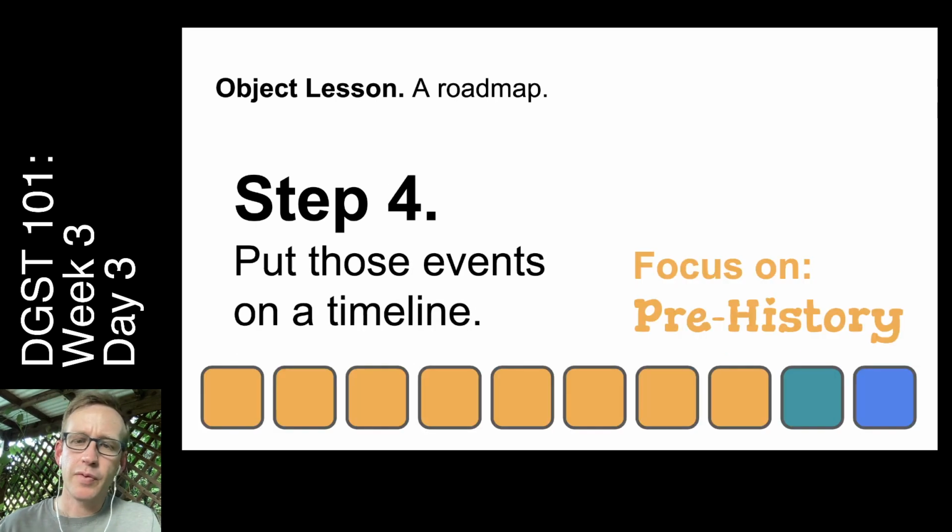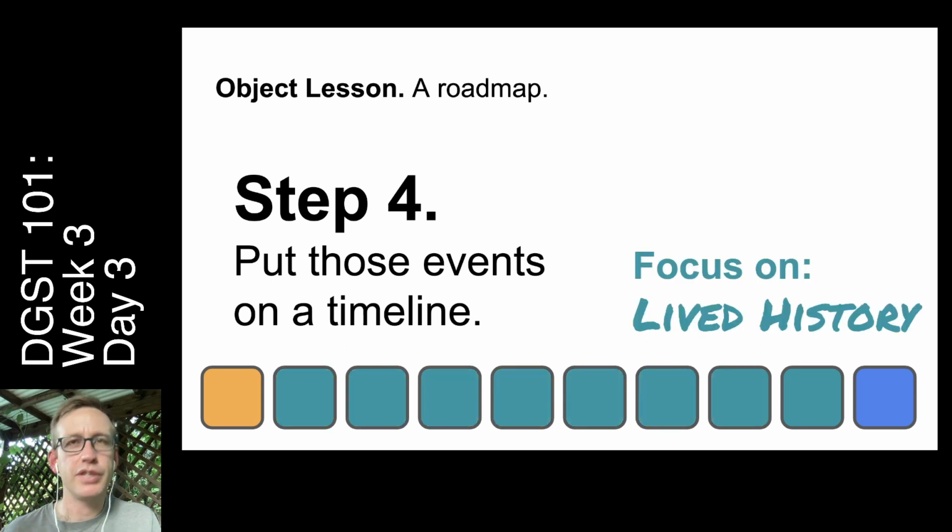Okay, so once you've got all these events, you're going to be putting them together into a timeline. And like I said, you can focus on the prehistory if you want to, so you might have 12 from the prehistory and then 2 or 3 from the lived and 2 or 3 from the afterlife. Or you could have just 1 or 2 prehistory and then a lot of lived history. Try to get at least one from each of these, but as many as you can.